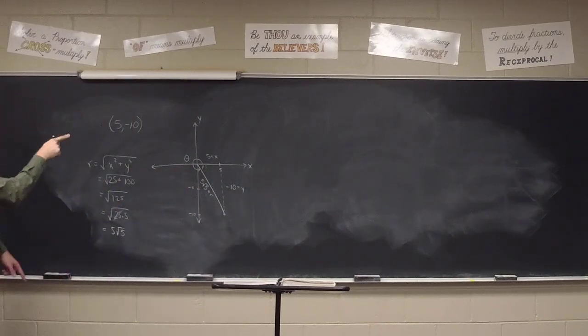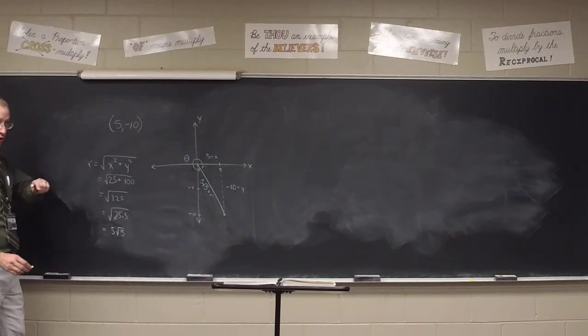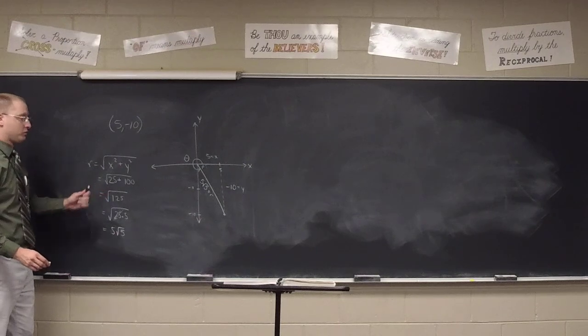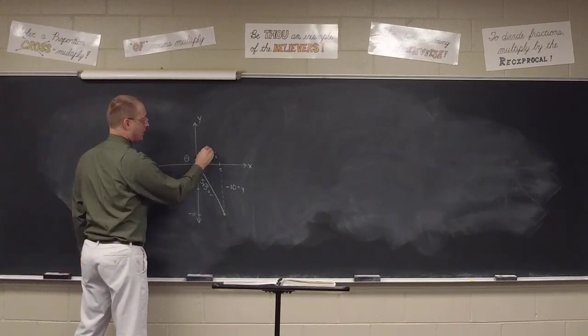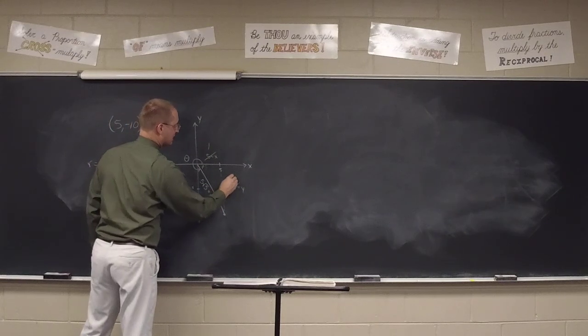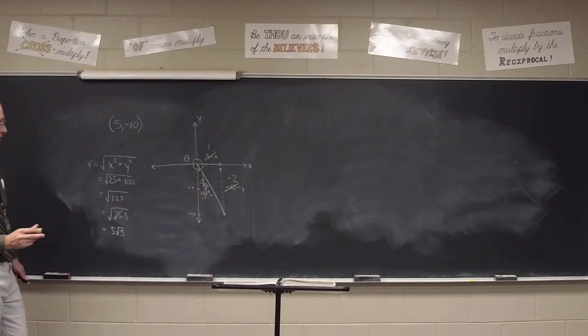But do you see we can reduce these numbers? Could we have left it as just the square root of 125? No, we always reduce. We always reduce fractions and ratios. We also always reduce radicals. We could take this and call it a 1, call this -2, and call this 1 square root of 5, or just square root of 5. Does that make sense? We always rationalize and we always reduce.